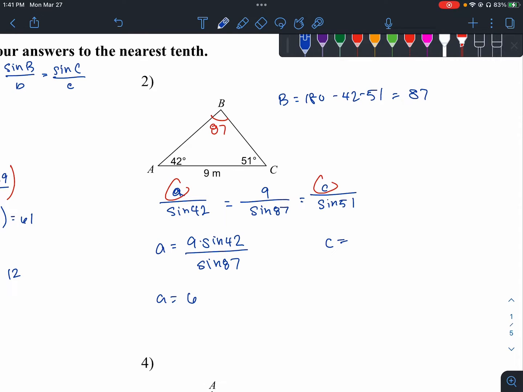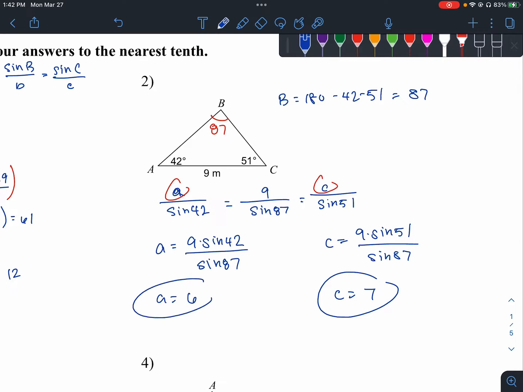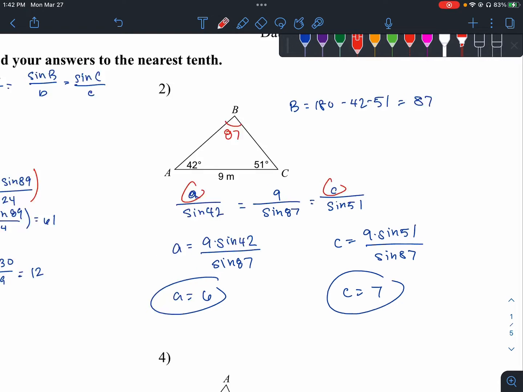So I'll get C is equal to 9 times sine of 51 divided by sine of 87. And when I punch that in, 9 sine 51 divided by sine of 87, I'm going to get 7 when rounded. Okay, so there's that right there.